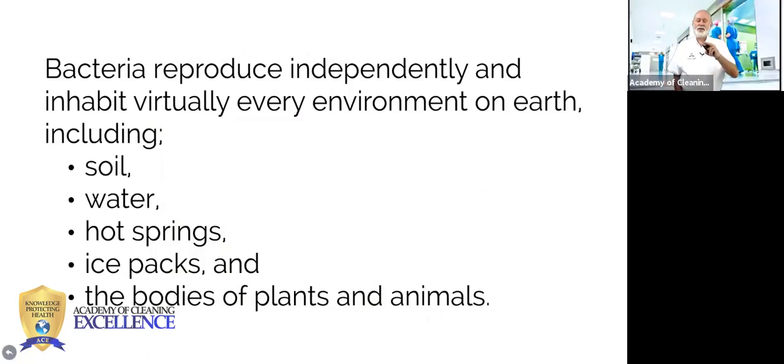Well, and to your point, this is what we're talking about here. The bacteria can reproduce independently of us. They don't need us to reproduce like a virus does. Bacteria is in soil, it's in water, in hot springs, ice packs, plants, animals. Bacteria is everywhere. And this is why you've got to understand that both of these are single cell. If I can't see a bacteria, just think of this: I can't see a virus either.